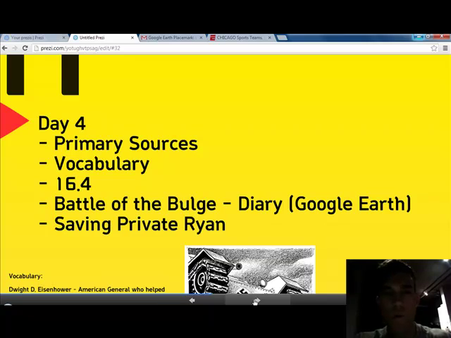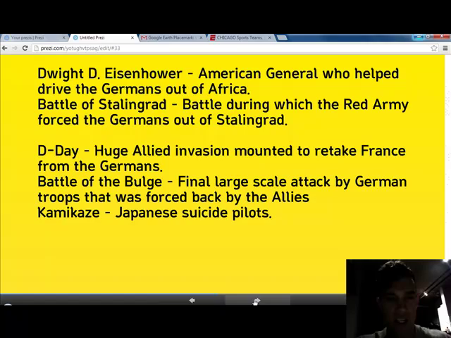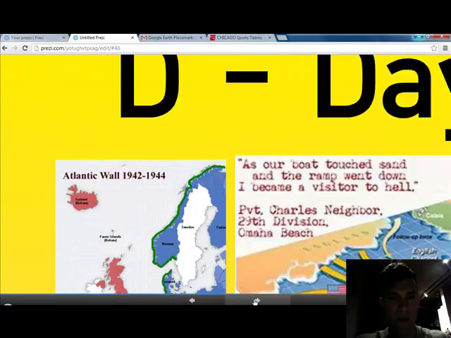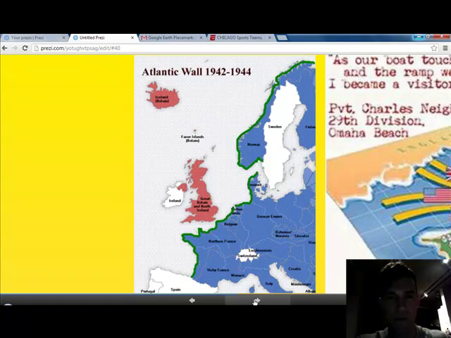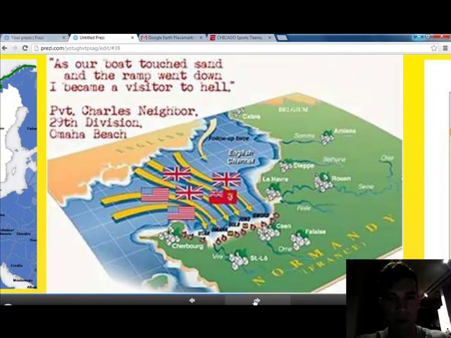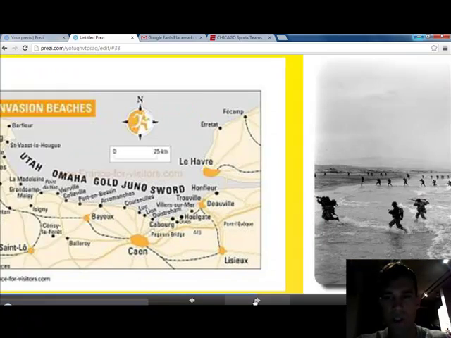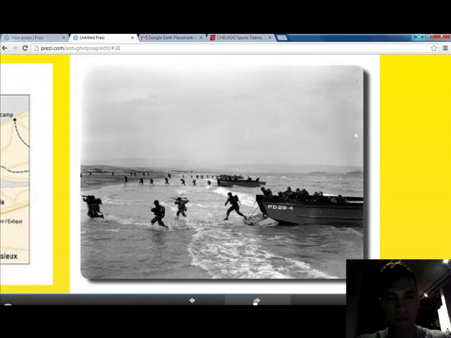Day 4, we move to Europe and focus on the Battle of the Bulge and the D-Day invasion. Vocabulary. Some images to correspond to the vocabulary. And just some images specifically for D-Day, a map of Europe at the time, some of the jump-off points, a breakdown of the beaches, and an image of what it looked like on that day.